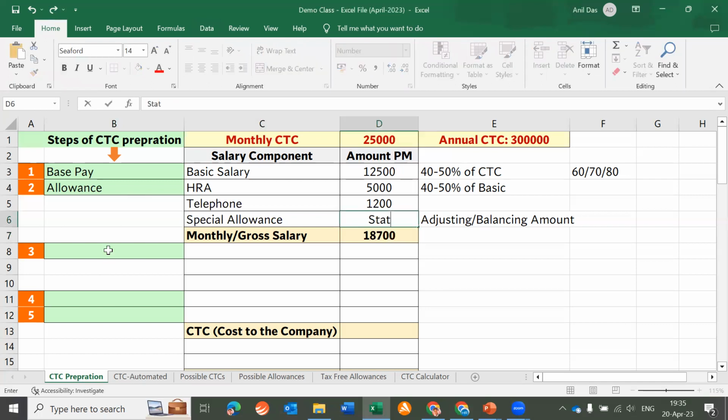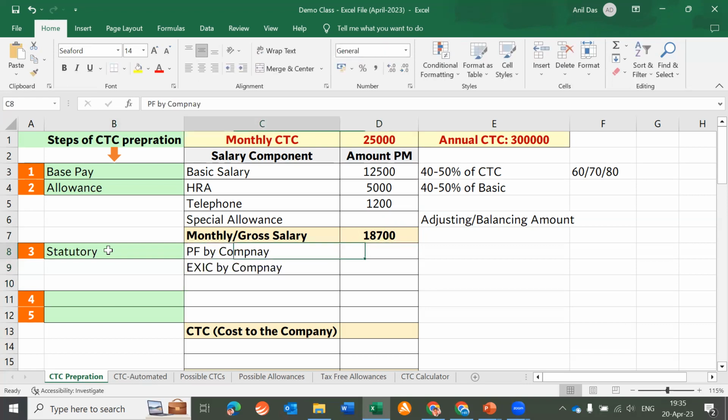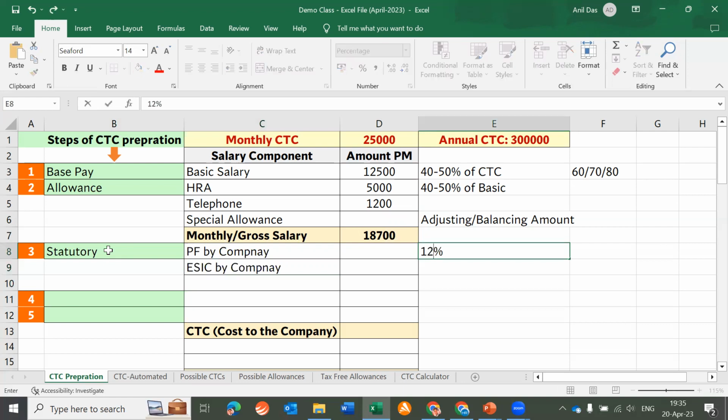Third step was statutory. So PF by company, companies pay to PF department, ESIC by company, company also contributes to ESIC department. What would be the PF contribution? How much PF contribution is paid by companies? Many of you must be thinking 12%. It is not 12%. Companies pay 12 plus 1, which is 13% every month. Companies pay 13% to PF department for every employee.